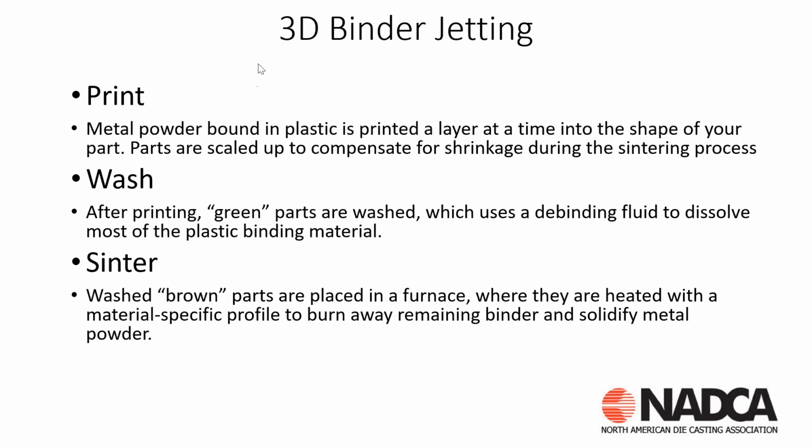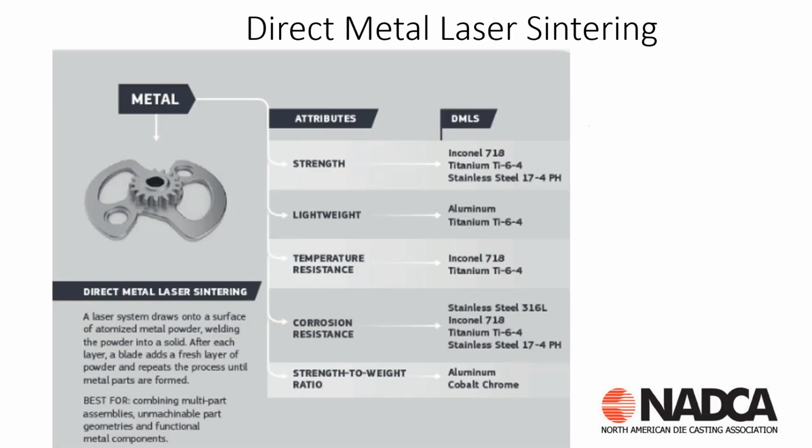So when we're doing that 3D binder jetting, we're printing it with metal that's bound in a plastic carrier, and then we're washing it. Once it's printed, we're using some sort of debinding fluid to remove or dissolve the plastic, and then we're sintering it. Once we sinter it in a furnace, we're actually solidifying that part, and we lose a little bit of volume when the parts solidify from a powder state into a solid state. So this is 3D binder jetting.